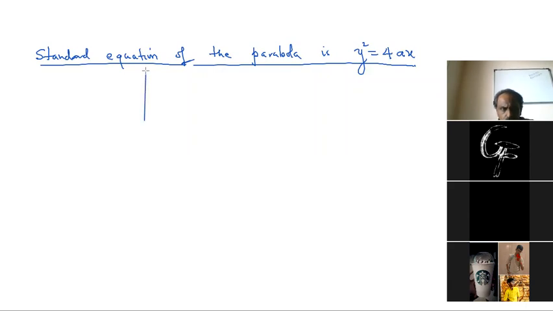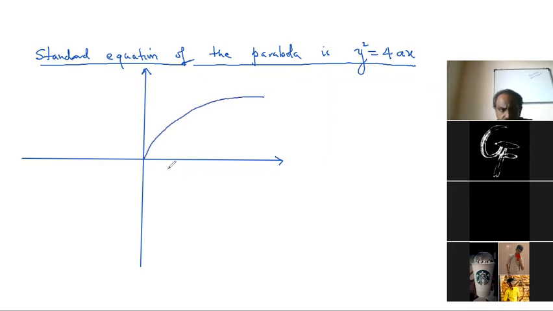Now draw a diagram. What I've drawn is the y-axis. Draw the x-axis. Now draw the parabola. How will the parabola be? It will be symmetric about the x-axis. जैसे ऊपर है वैसे उसका रिफ्लेक्शन नीचे आएगा. Then this is x-axis, this is y-axis. This is also the axis of symmetry.